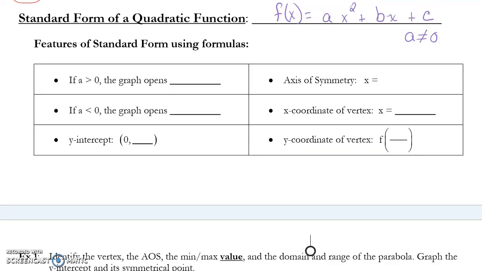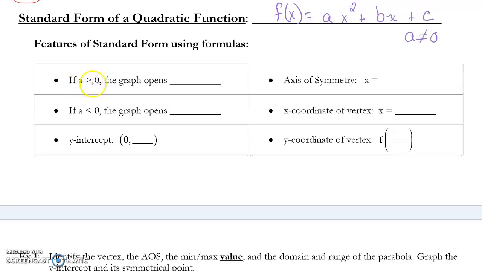So yesterday we saw that the standard form for a quadratic function is f of x equals ax squared plus bx plus c, where a is not equal to 0. A can't be 0 because if it were 0, we wouldn't have an x squared term. It would be linear, no longer quadratic. So let's talk about some key features of standard form.